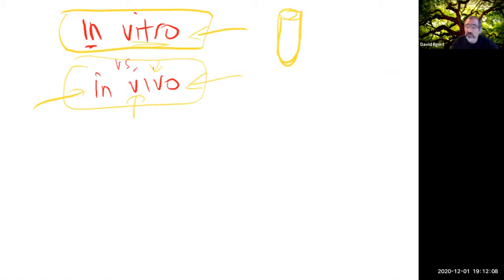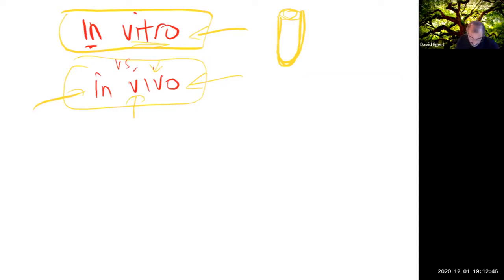Let's try to simulate things, because doing things in the body is tricky. It's very difficult to control, very difficult to measure. So it's very common to simulate things in a test tube, for instance, and use that to get information about the processes. That's what we're doing in today's lab: looking at the processes of enzymatic breakdown, but not inside a person. We're going to do it in a test tube.